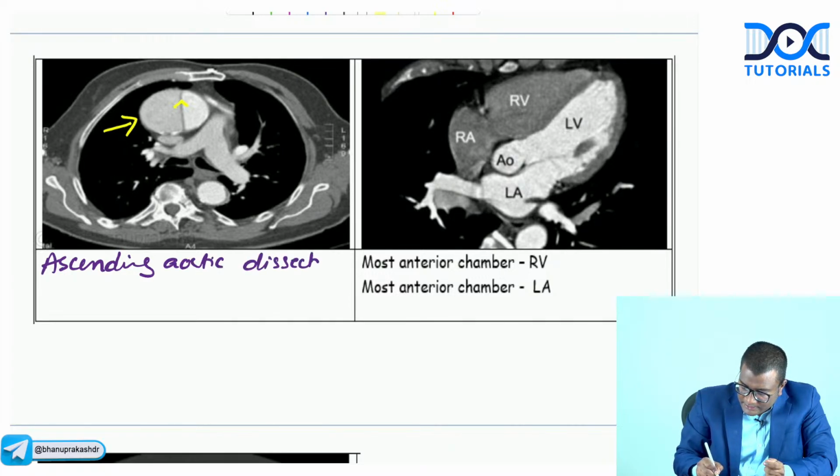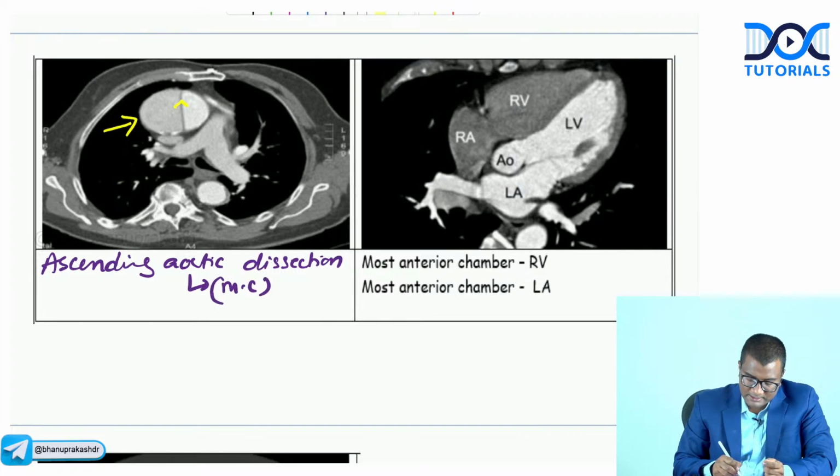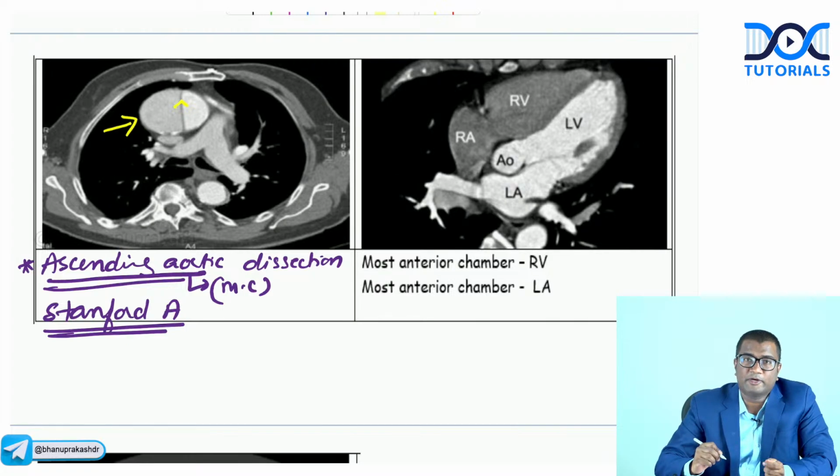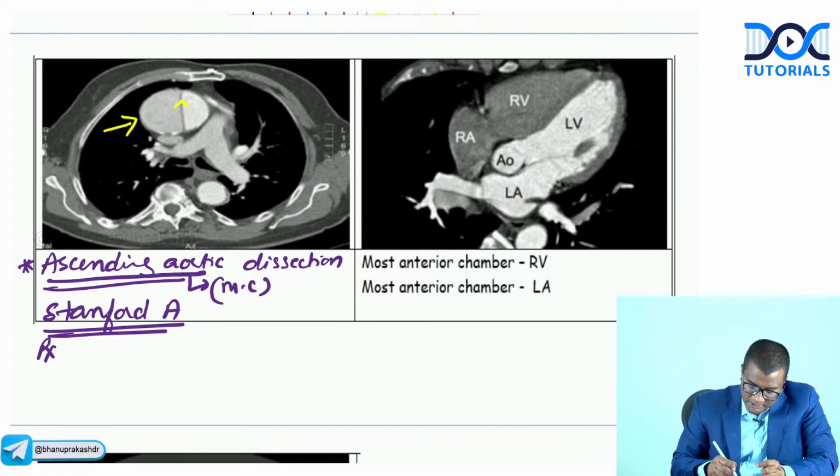And remember, aortic dissection is most common in the ascending aorta, right? This is called Stanford A. And when it is Stanford A, when the ascending aorta is involved, because the coronaries come from the ascending aorta, it becomes important to correct it surgically. So the treatment will be surgical management.